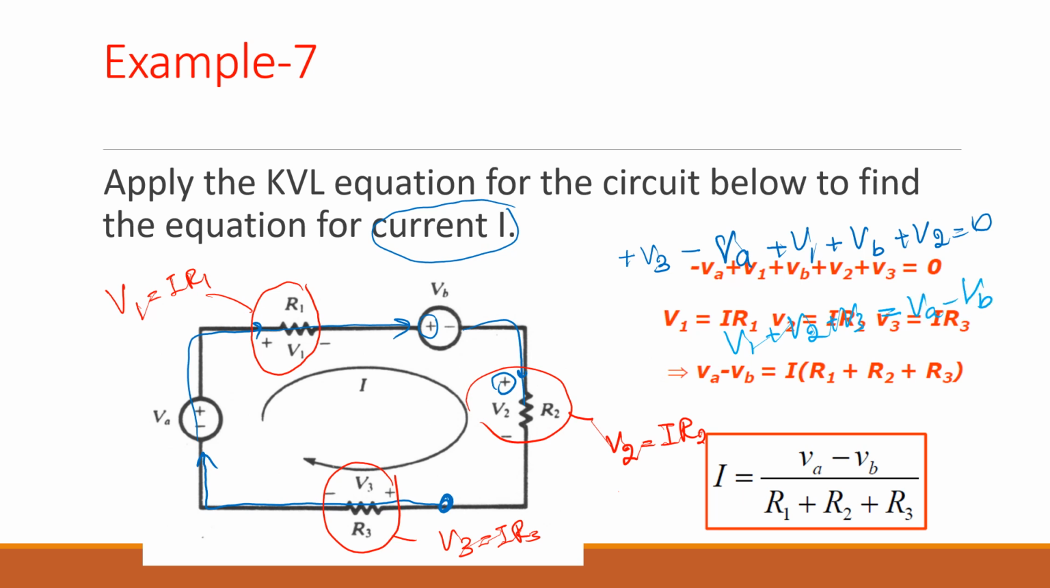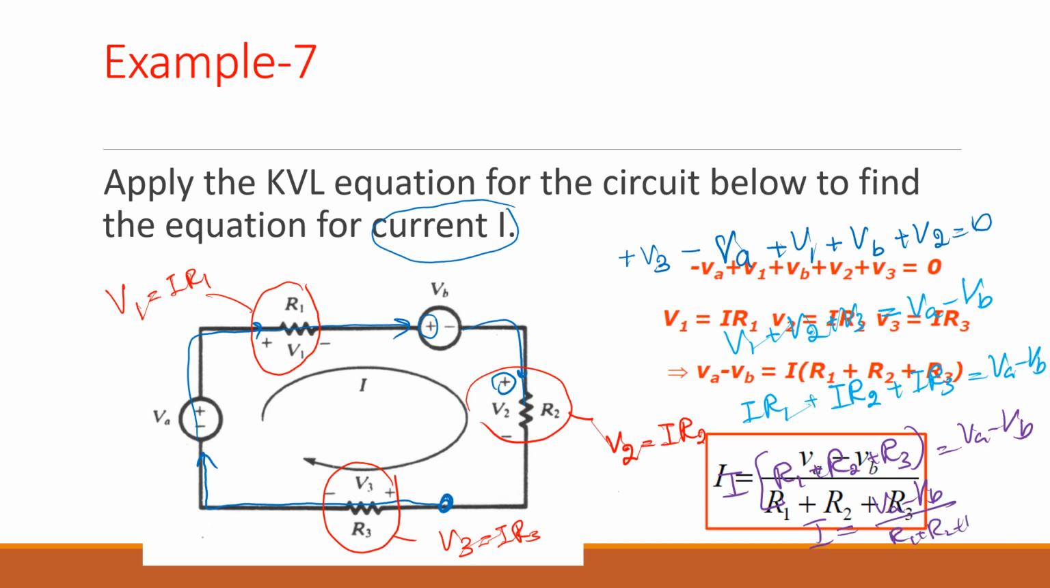Instead of V1, you can write IR1, and instead of V2, we can write IR2, and IR3 equals VA minus VB. Now I is common, so I'm taking the I out. So R1 plus R2 plus R3 times I equals VA minus VB. So I equals VA minus VB divided by R1 plus R2 plus R3. So we solved it using the Kirchhoff voltage law.